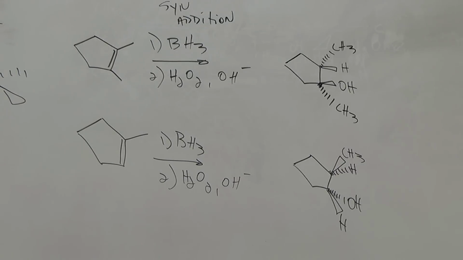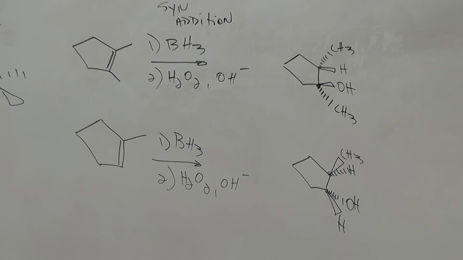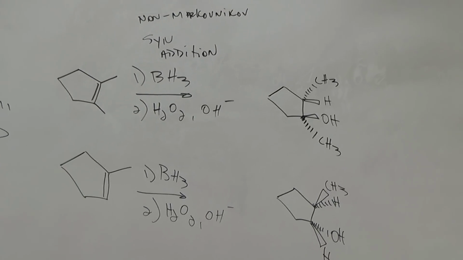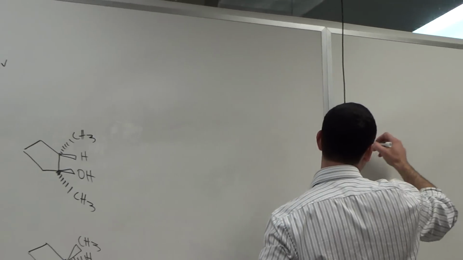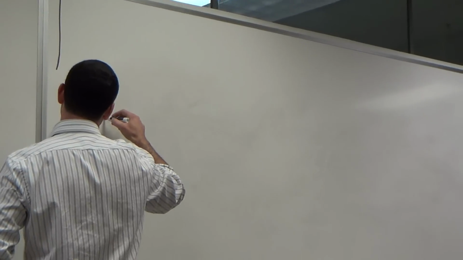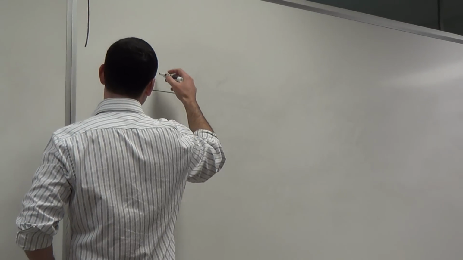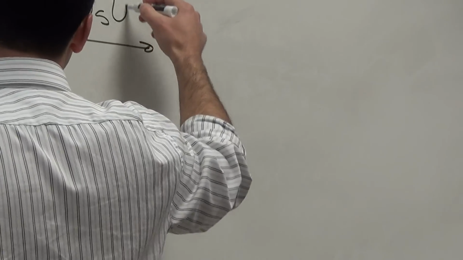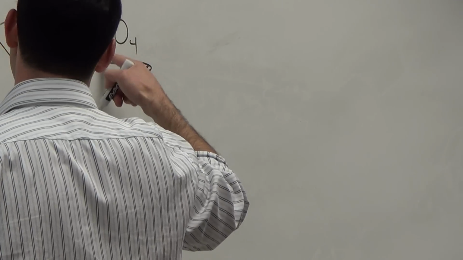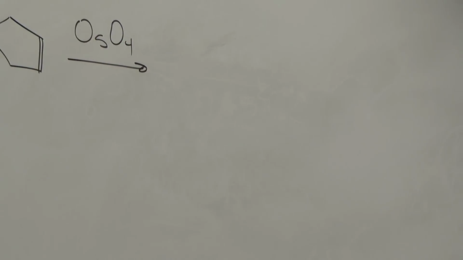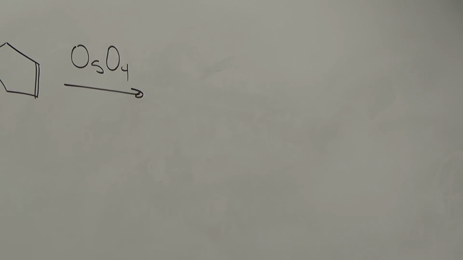Now, from last week, there was a reaction called hydroxylation. This hydroxylation is a syn addition. Okay? And what do we use? OH. What do we use? Osmium tetroxide, OsO4. As I remember.